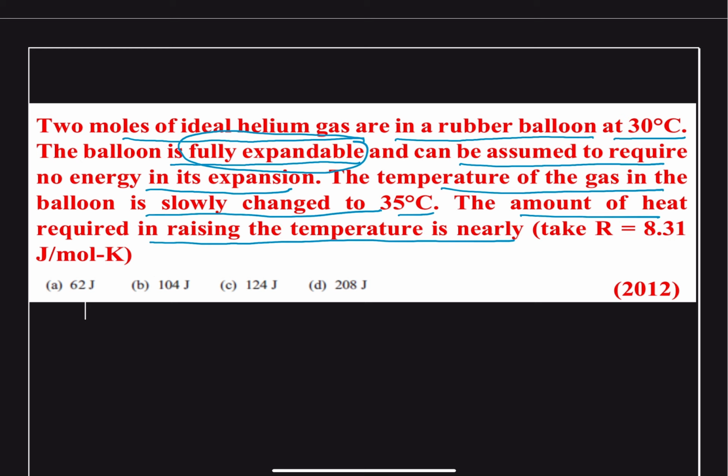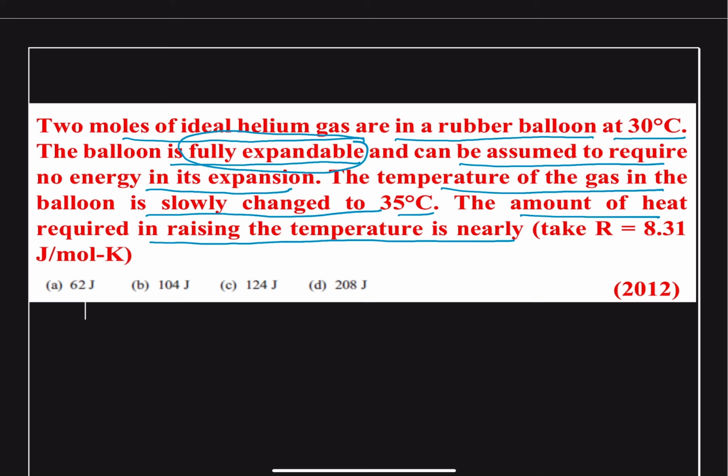And we have helium gas, which is monatomic, and we are going to use this basic concept in order to find out the heat required, because for an isobaric process the heat required, that is Q, is given as n times Cp multiplied by delta T.